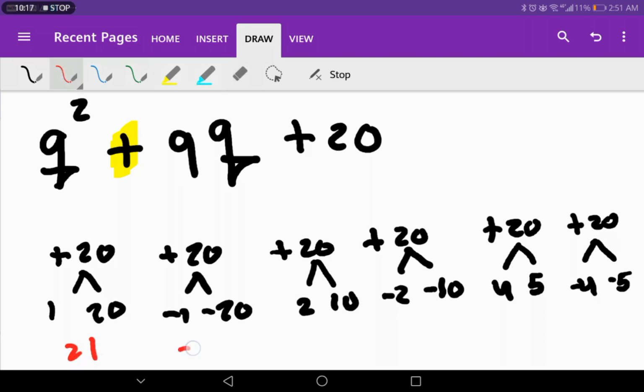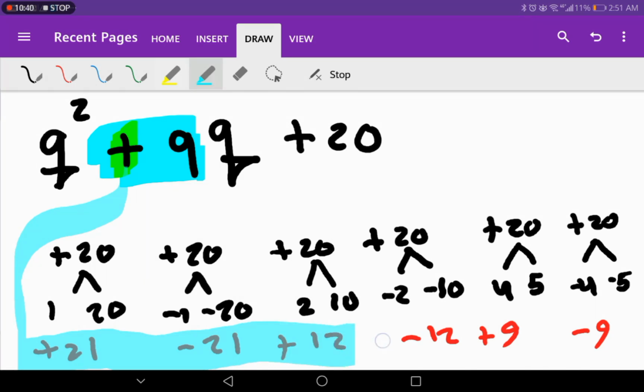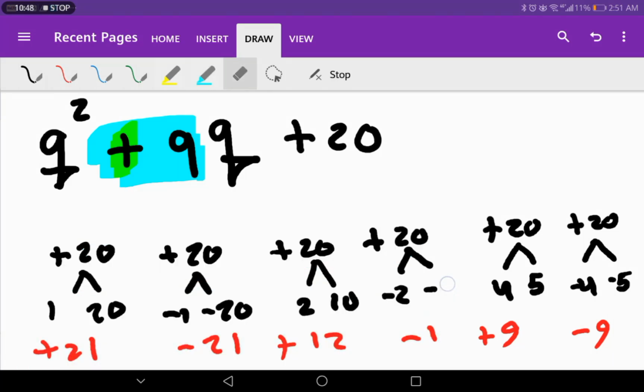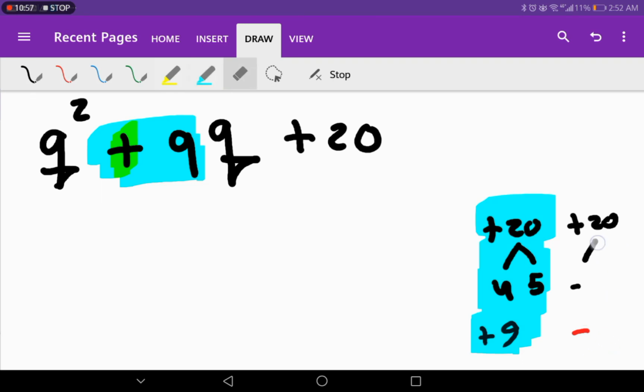21, negative 21, 12, negative 12, 4 plus 5 is 9, negative 9. Here is positive, here is positive, here is positive. Okay, I need the middle term here. Check. No, no, no, no. Till here, no. Yes. So erase them, please. Okay. So where? Continue. Yes, it is here. So I don't need this also.